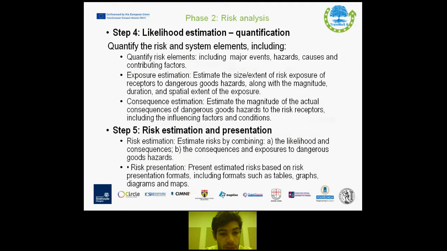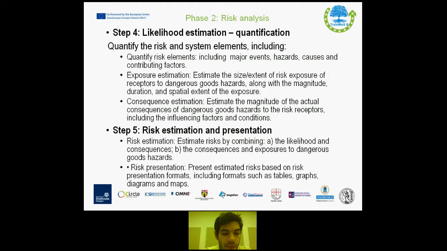The fourth step is the likelihood estimation and quantification, where you quantify the risk and system elements, including the quantification of risk elements, major events, hazards, causes and contributing factors to that event. Exposure estimation, where you estimate the size or the extent of risk exposure of receptors to dangerous goods hazards, along with the magnitude, duration, and spatial extent of the exposure. Finally, the consequence estimation, where you estimate the magnitude of the actual consequences of dangerous goods hazards to the risk receptors, including the influencing factors and conditions.